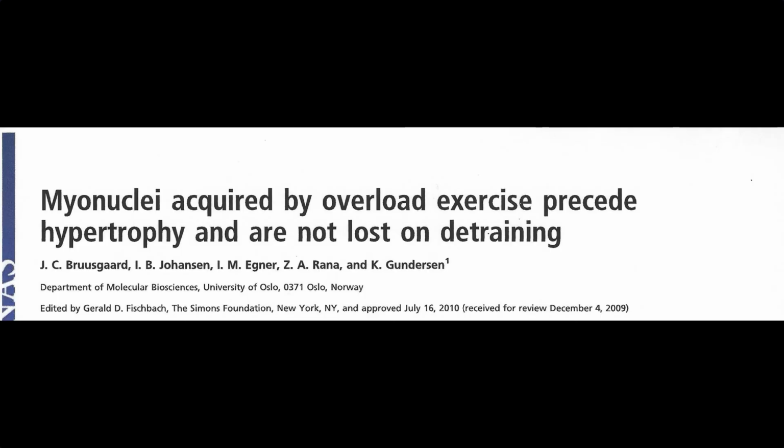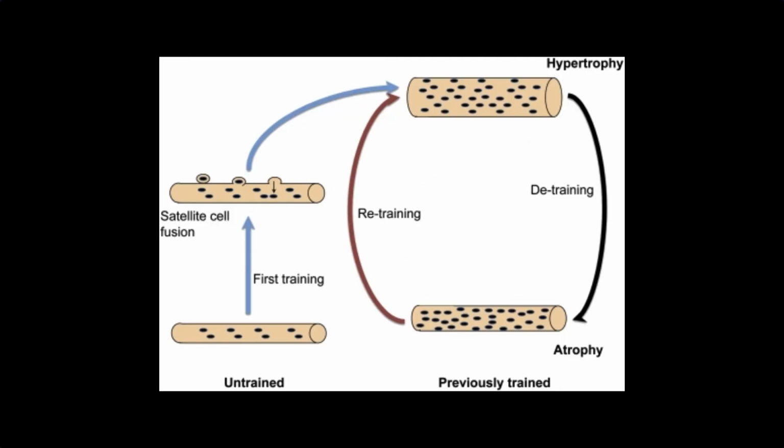Now, how is muscle memory linked to muscle fibers that have acquired extra myonuclei following training? Well, a 2010 study of mice conducted by Bruusgaard et al. stated that previously untrained muscles acquire newly formed myonuclei by fusion of satellite cells, which precedes muscle hypertrophy. Subsequent detraining leads to atrophy, but no loss of myonuclei. The elevated number of myonuclei on muscle fibers that had experienced a hypertrophic episode would provide a mechanism for muscle memory, and this could explain the long-lasting effects of training and the ease with which previously trained individuals are more easily retrained.